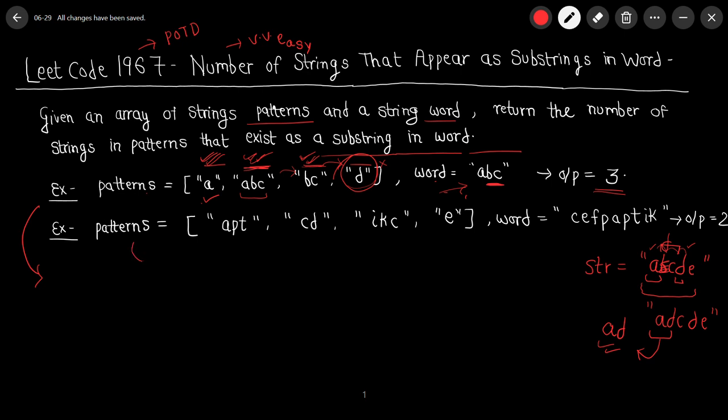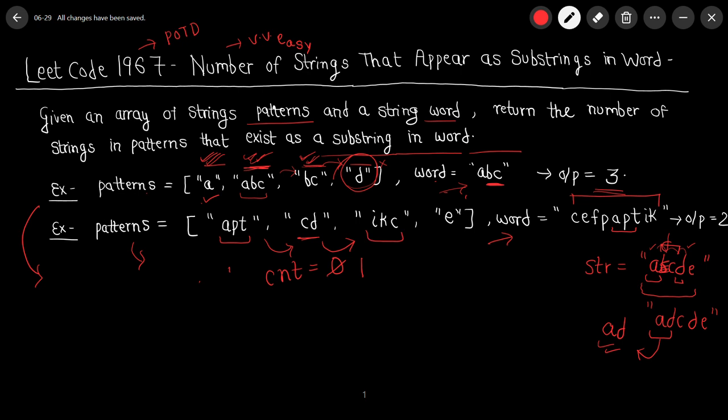Also, coming to the second example, the first pattern is app. So we check in the word. Do we have it? Yes, we have it here. So we count. We would take a count variable initially assigned to 0. So we found app, so count is increased to 1. Then we go to the next, we get CD. CD is not present here in the word, as you can see. So we do nothing and move forward.